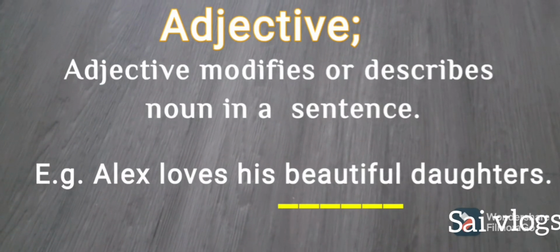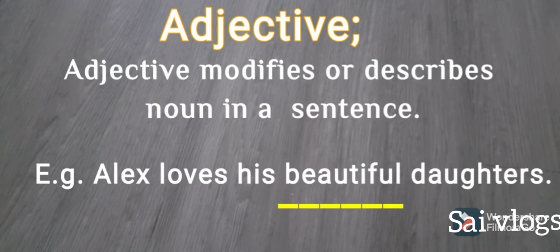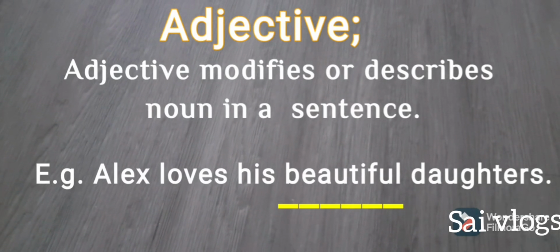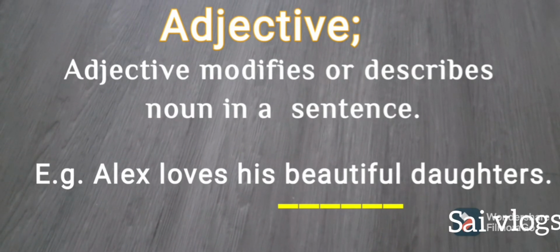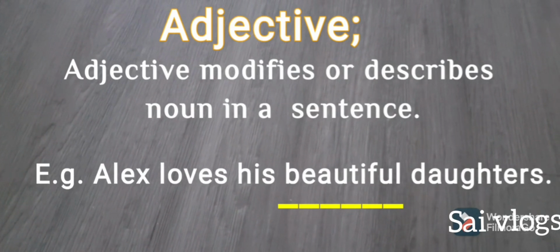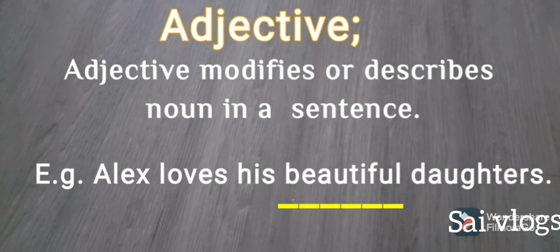Adjective. Adjective modifies or describes noun in a sentence. Example, Alex loves his beautiful daughters. In the example, beautiful is an adjective.